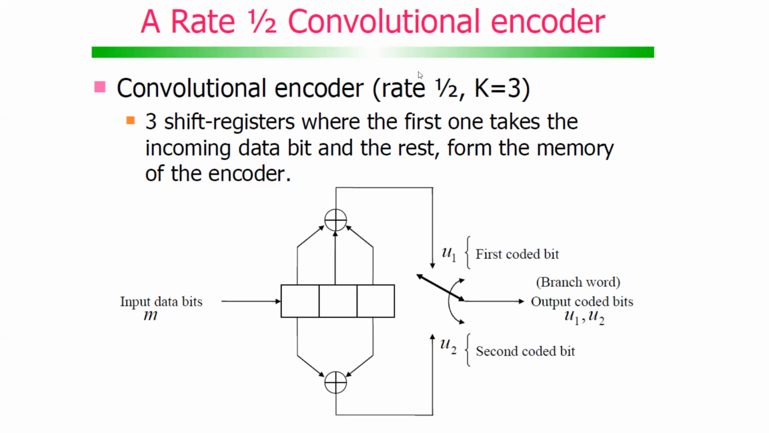I hope the meaning of rate is clear. The meaning of constraint length is clear. Constraint length is 3 because there are 2 memory elements in the shift register. This first element, though I am showing it like a shift register memory element, is not a memory element. The first square is actually containing the input bit, and the second square and third square are containing the previous bits. So these are memory elements. That's why the constraint length is 3. So let's look at the convolutional encoder in detail in the next slide also.